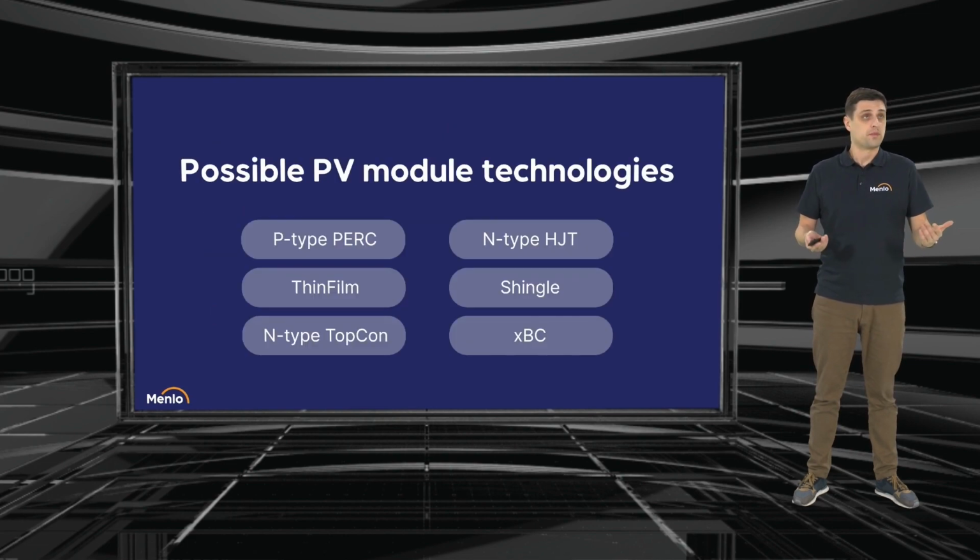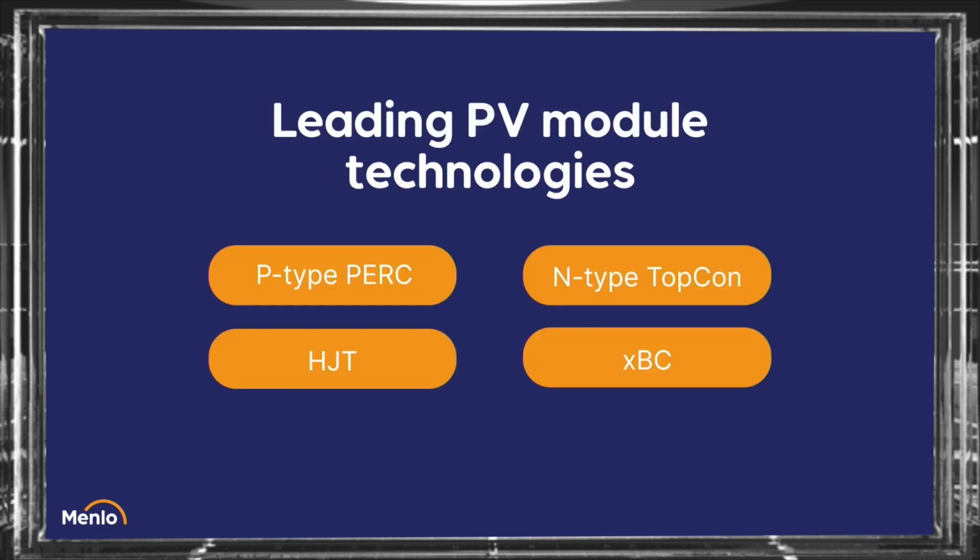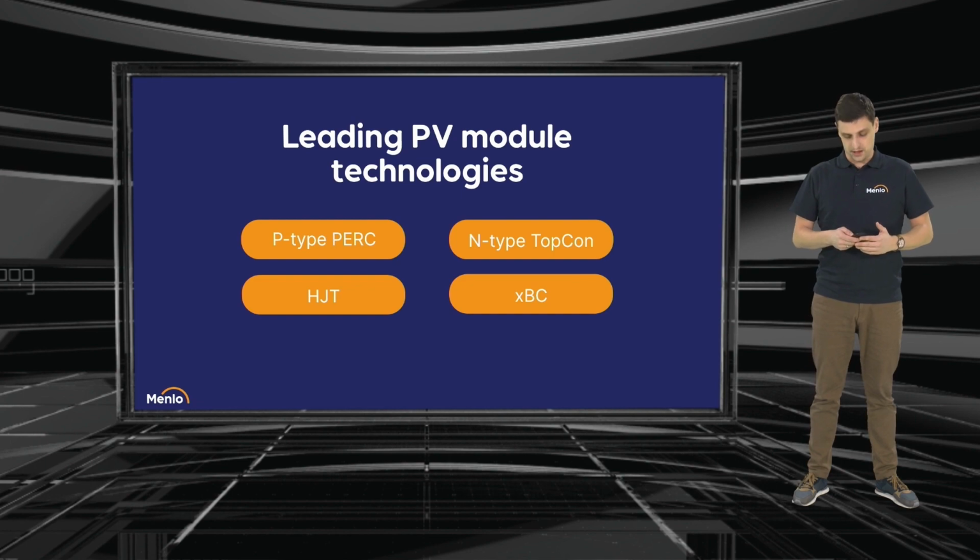So the main popular technologies which are available today are p-type PERC, TOPCon, heterojunction, shingled, thin film, and different kinds of back contact models. But in real life, actually, in the mainstream there are 4 technologies. We look closer and compare those 4 technologies, because one of them is the leader right now and will be the leader in the future.